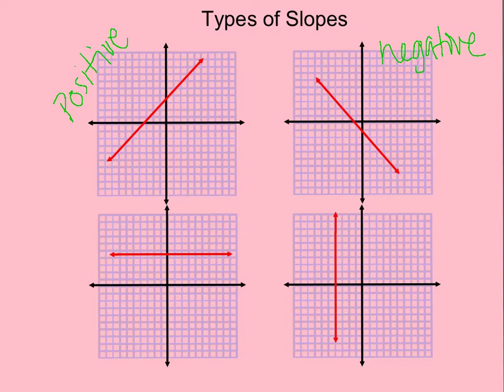Our third picture is a 0 slope, because there's no slope to this whatsoever. And then the last example we call undefined. It's like it's so sloped that we don't even know what to call it. It's like a straight up and down, undefined slope.